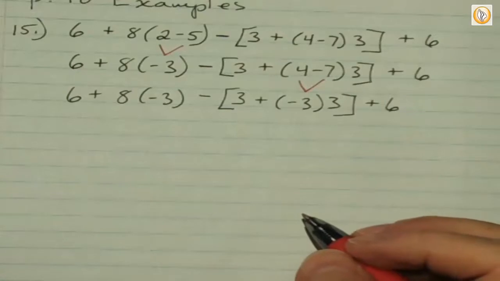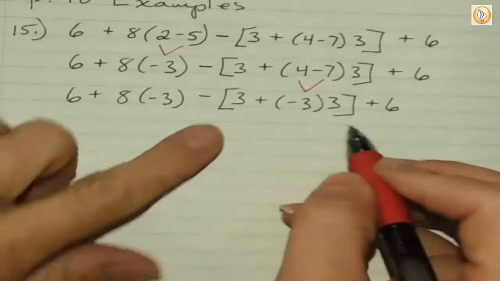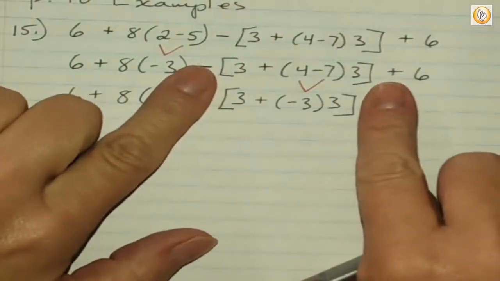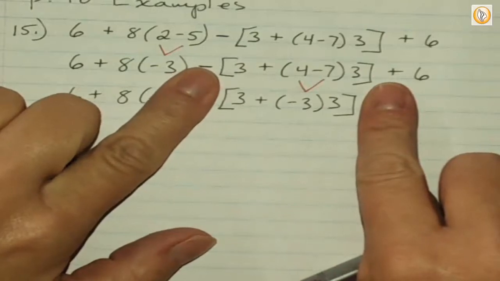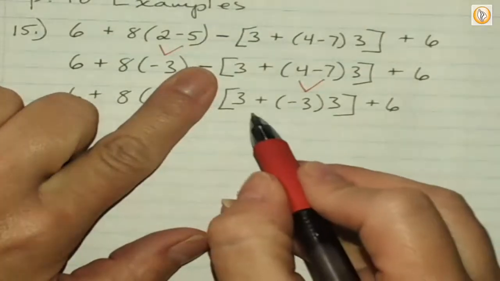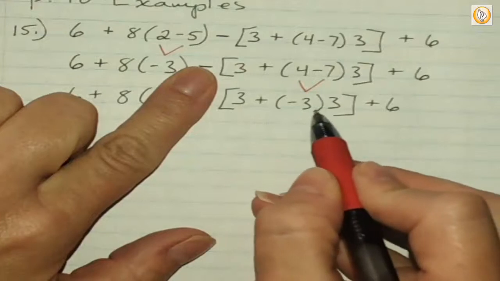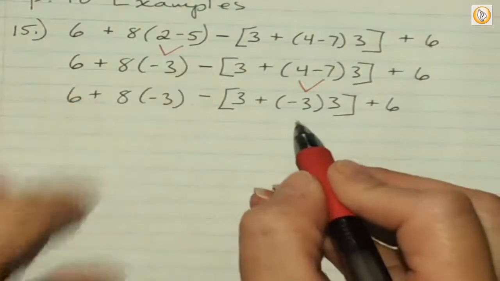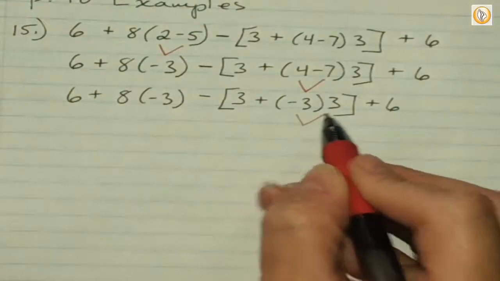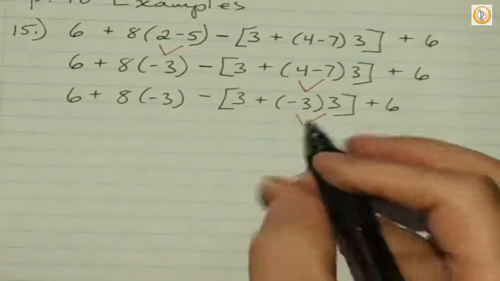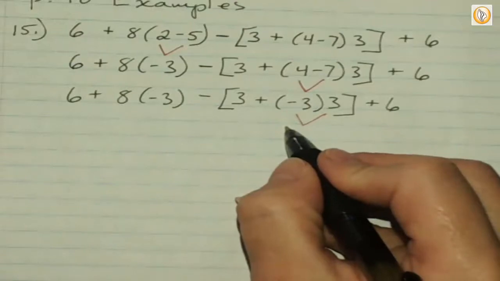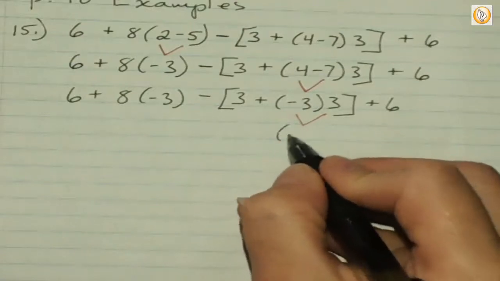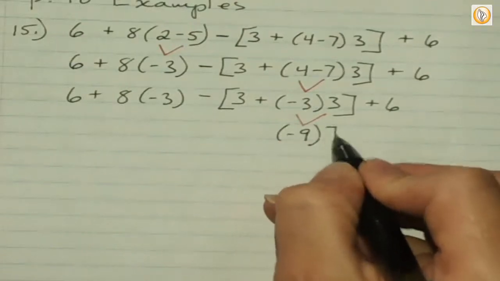-3 times +3. Okay, so notice he's still working in the bracket. He's still working in that group. But I have a plus and a multiplication. Does everyone see that who's been struggling? So he's correct. We're doing -3 times +3, and what do you get? Taylor? -9.